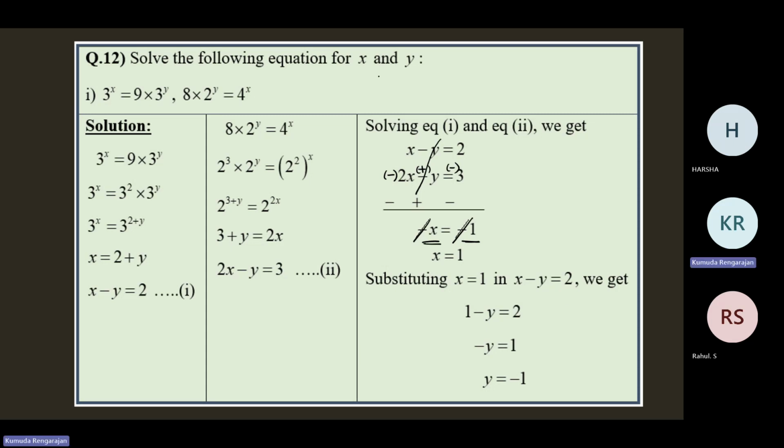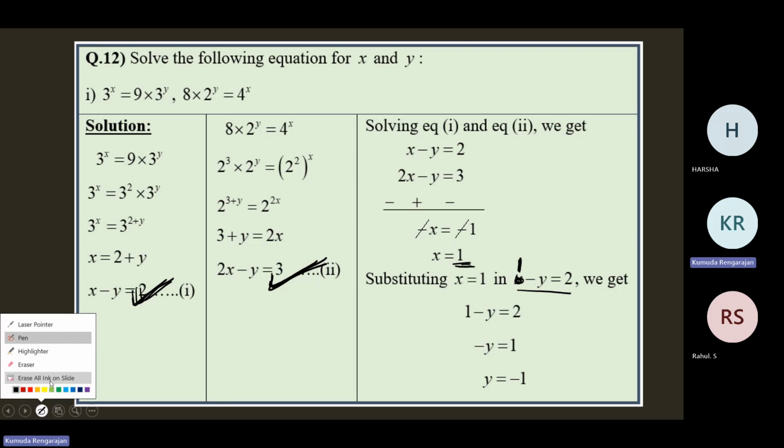Now we found the value of x. Solve for x and y. We found x. Now how do you find y? Now we have two equations, no? We have this one and we have this one. So put the value of x in this equation or this equation, any one of the two equations. x is equal to 1. Put this value in this one or this one. So I have put it in this equation, x minus y is equal to 2. So that means x means what? 1. 1 minus y is equal to 2.